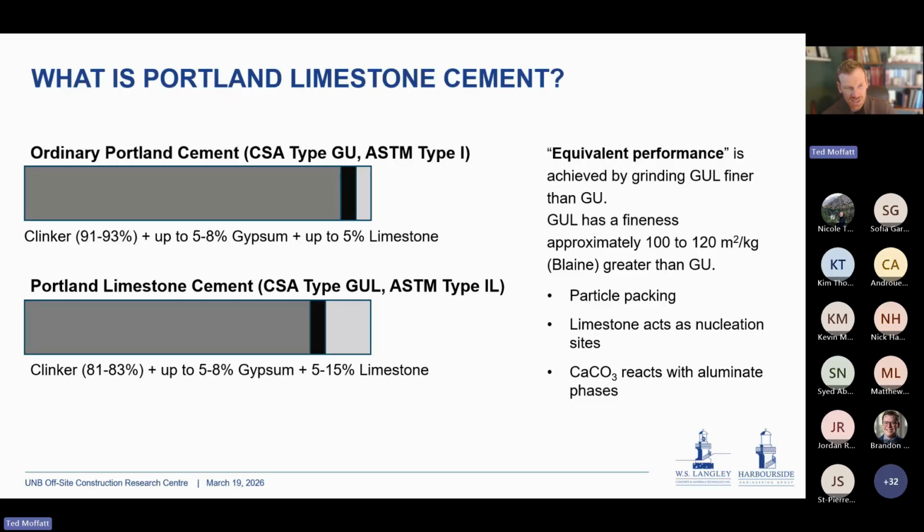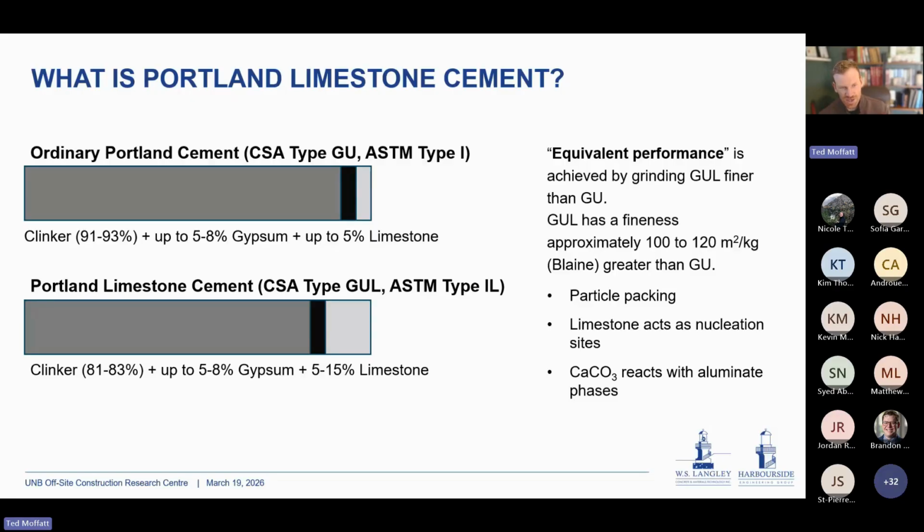Essentially, you're decreasing the clinker content by approximately 10%, and you're increasing the limestone content. So we have up to 5% limestone here. This 5% limestone was adopted in 1983, and then in 2008, I believe 2008 or 2009, CSA A3000, which is the cement specification here in Canada, permitted up to 15% limestone. So you're increasing your limestone replacement level by 10%.